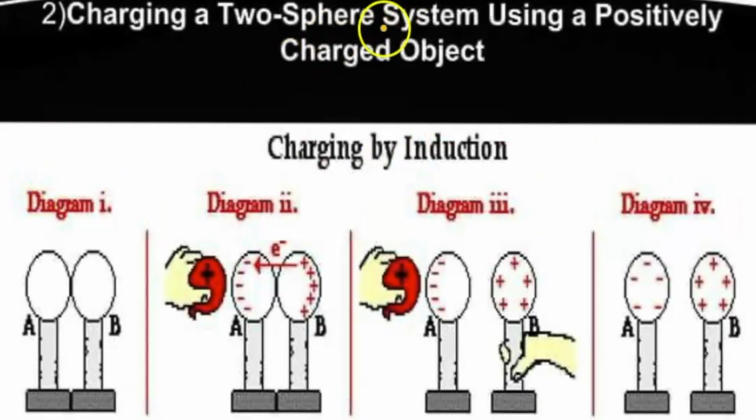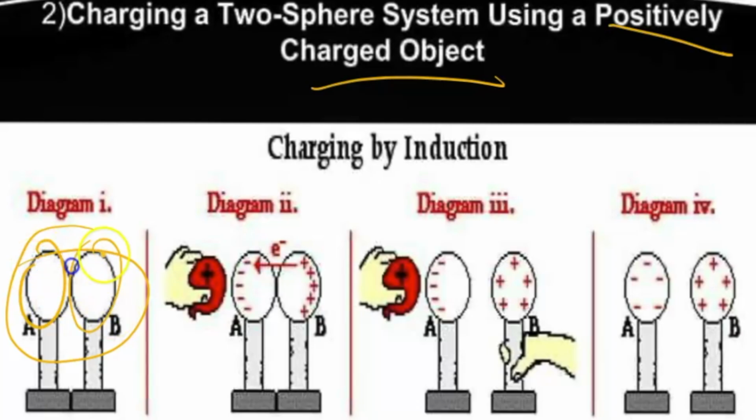Second, we have the induction method using a positively charged object. We again have two identical spheres, touching each other.